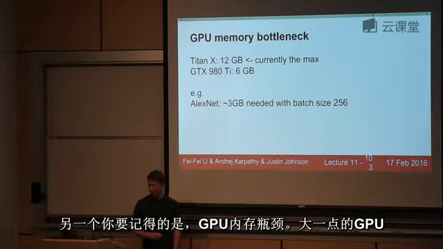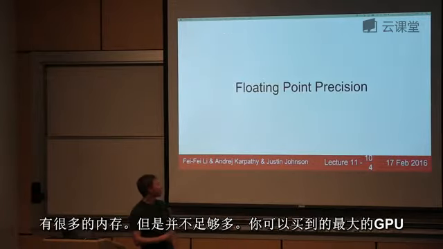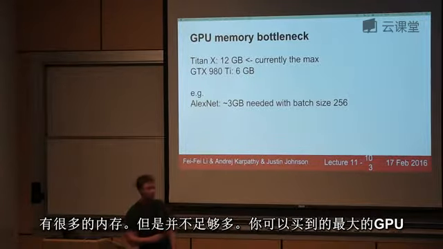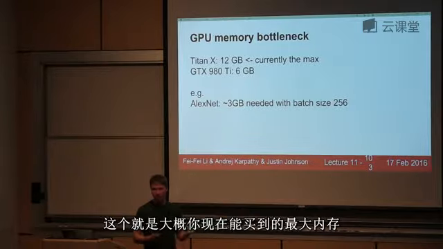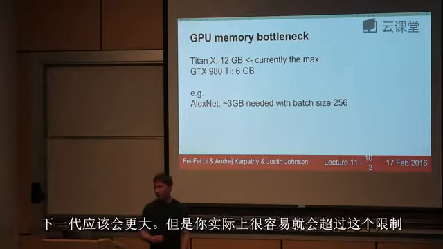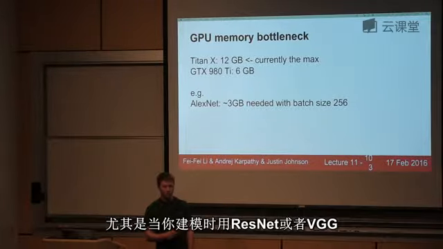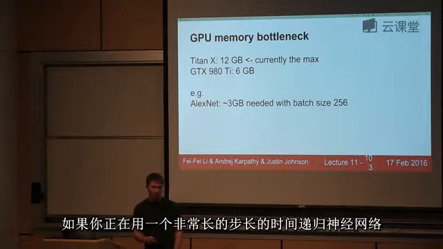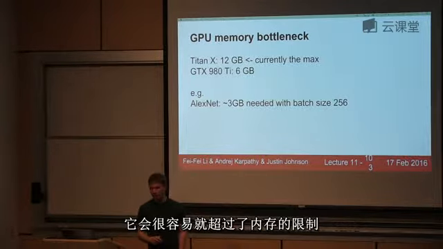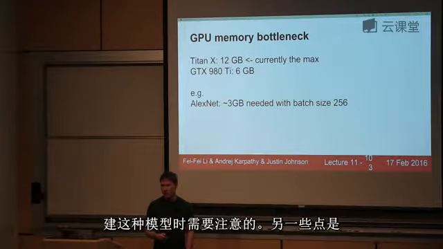Another thing to keep in mind is GPU memory bottlenecks. So GPUs, big ones, have a lot of memory, but not that much. The biggest GPUs you can buy right now, the Titan X and the K40, have 12 gigs of memory, and that's pretty much as big as you're going to get right now. Next gen should be bigger. But you can actually bump up against this limit without too much trouble, especially if you're training something like a ResNet or a VGG, or if you're having recurrent networks for very, very long time steps. It's actually not too hard to bump up against this memory limit. So that's something you need to keep in mind when you're training these things.